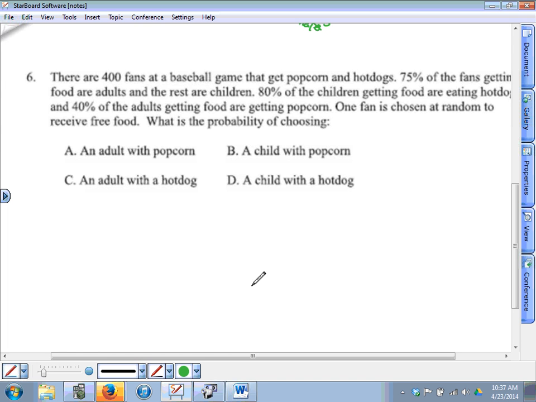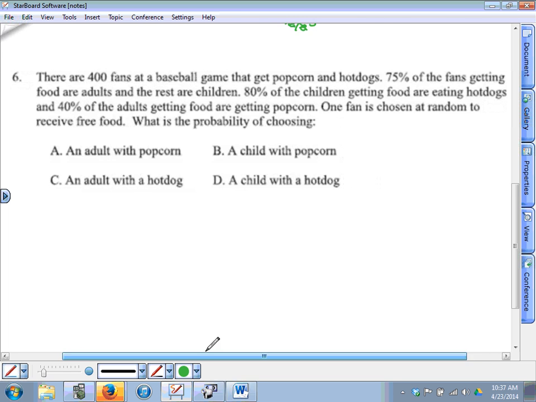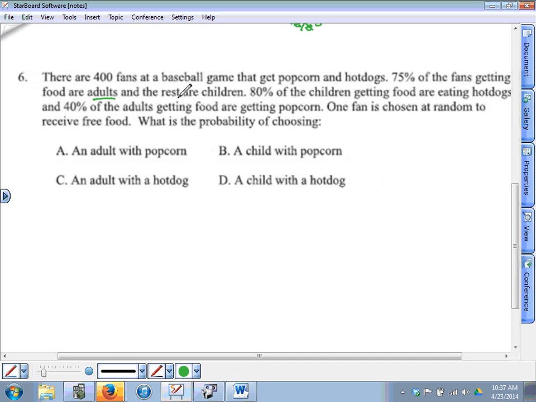You've got to figure out what the branches are going to be. There's 400 fans that are getting food. They're getting either popcorn or hot dogs. 75% of them are adults. The rest are children. So what should our first branch off be? Adults and children.